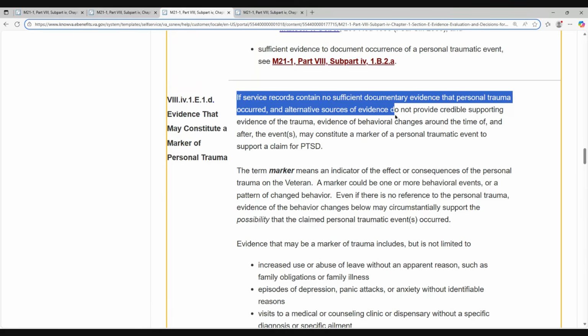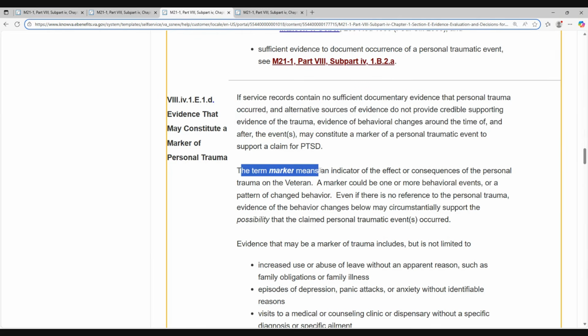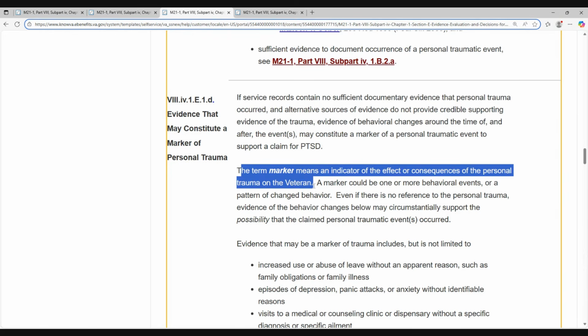And if alternative sources do not provide credible supporting evidence that trauma occurred, evidence of behavioral changes around the time of and after the events may constitute a marker for a personal trauma event. The term marker means an indicator of the effect or consequences of the personal trauma on the veteran.